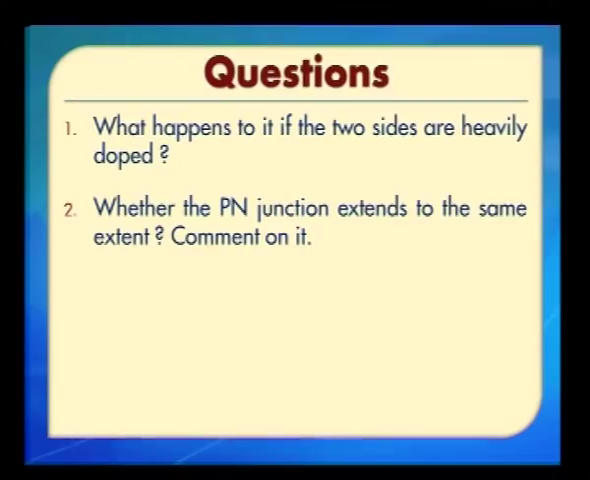You have question number 1: what happens if the two sides are heavily doped? Whether the PN junction will extend to the same extent on either side. With these two questions, we come to the end of lecture number 14. The remaining things we will see in the next lecture.